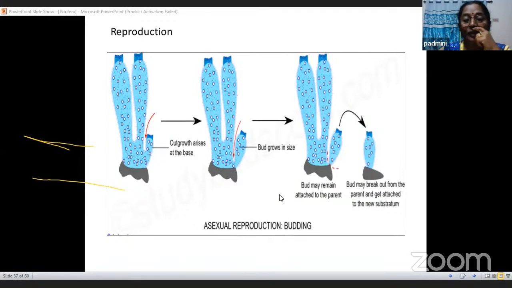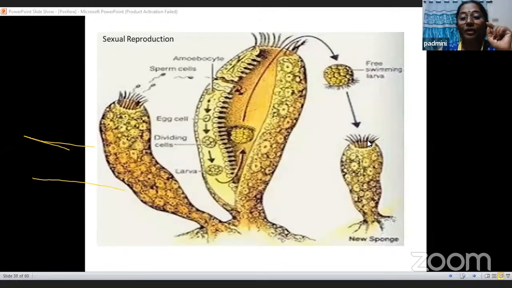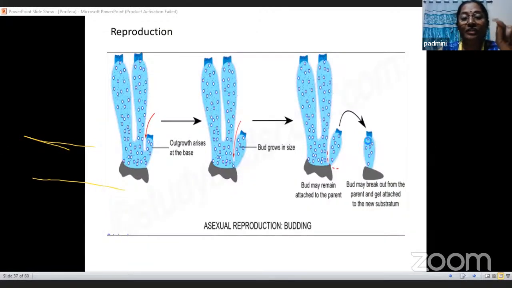And reproduction. So we'll talk a little bit about the reproduction. Asexual reproduction can be either budding, fragmentation, or gemmule formation. So when there is any outgrowth like this in a body organism, they grow a little bit and then they are chopped off. So there's a cut off from here, and this goes and lands on a solid substratum and they start growing. So that is asexual reproduction.